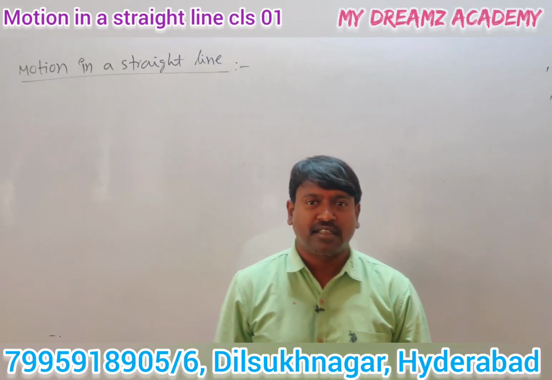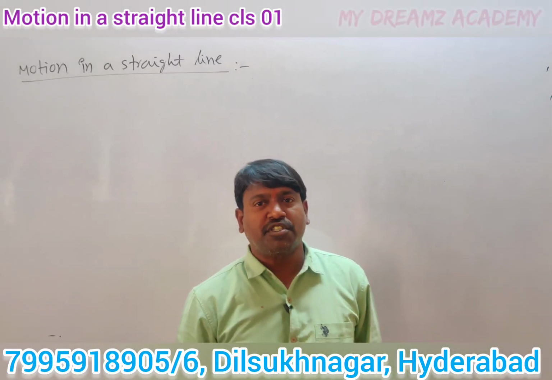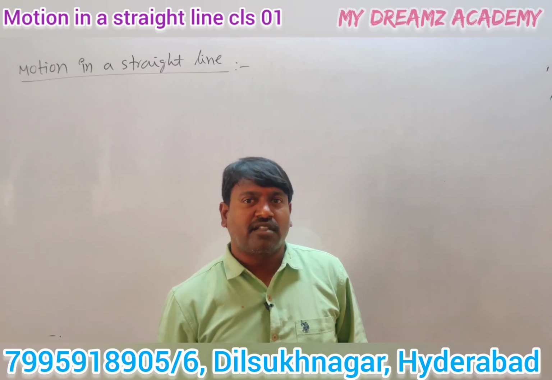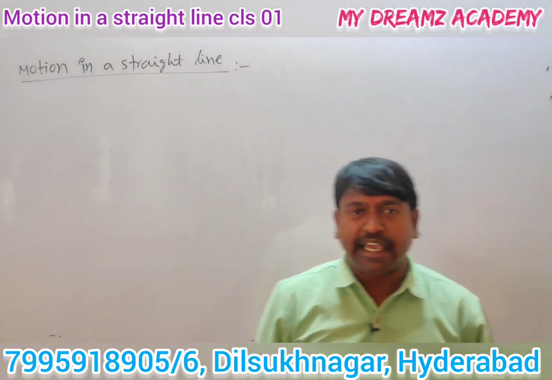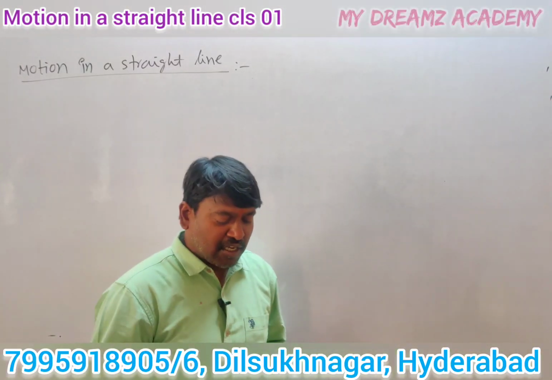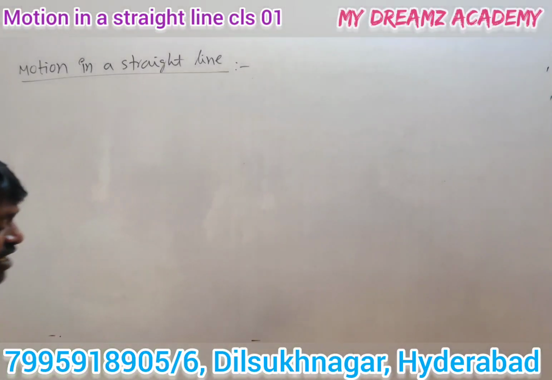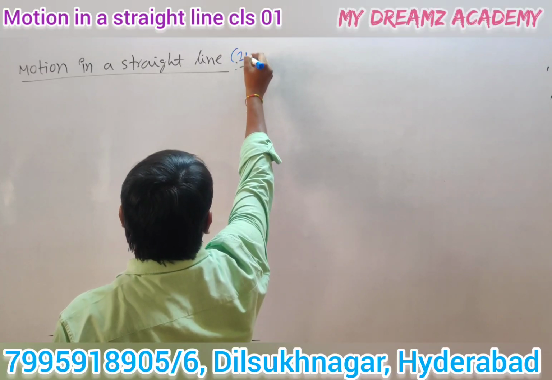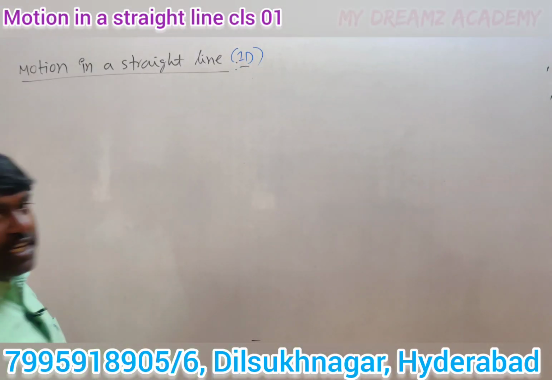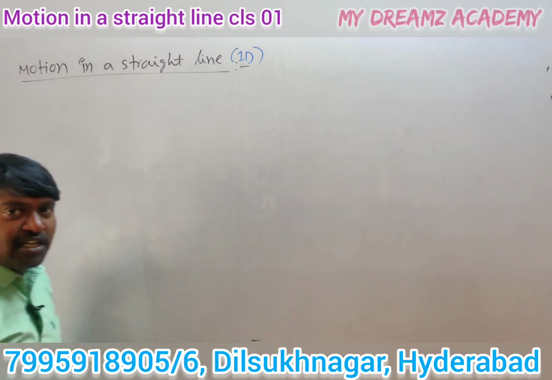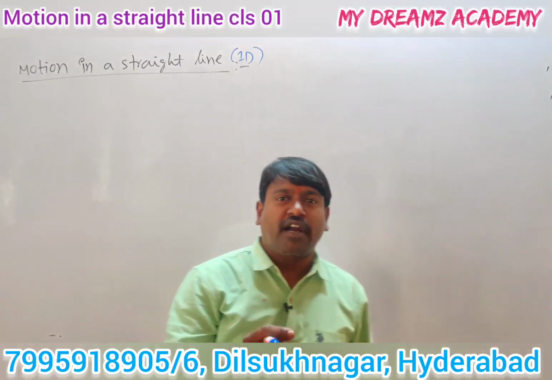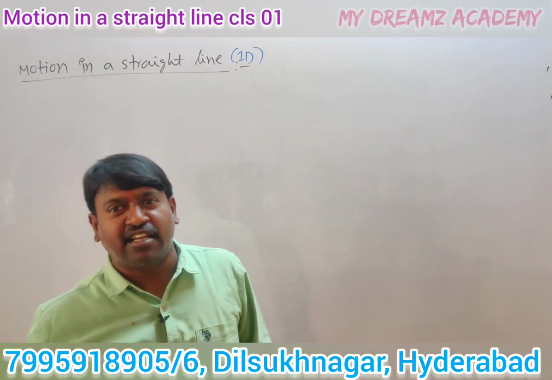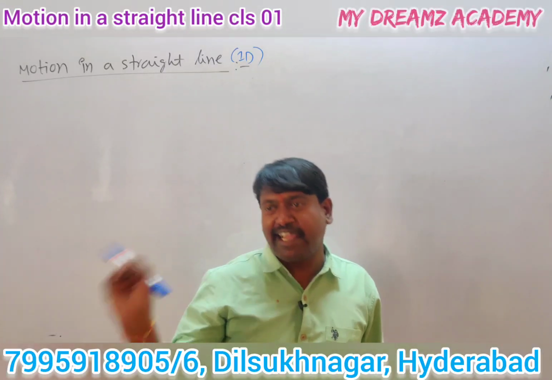Today we will discuss, in physics class, motion in a straight line. This belongs to the kinematics chapter. In kinematics, the first chapter is motion in a straight line, or one-dimensional motion. Simply, we can write 1D motion. Motion in a straight line means the body is moving along a straight line.